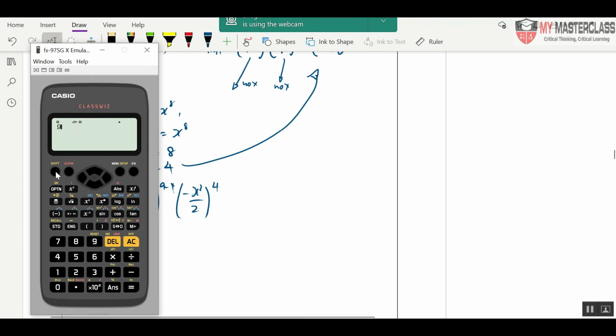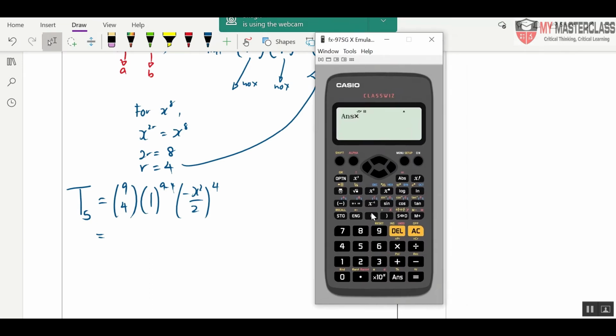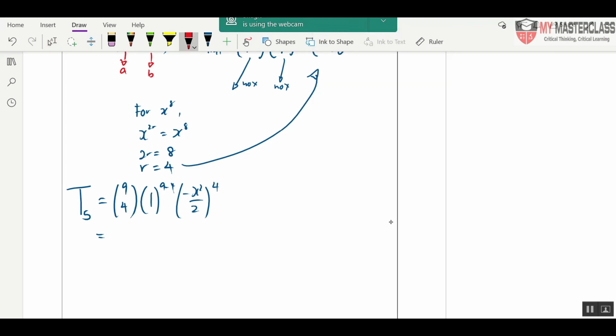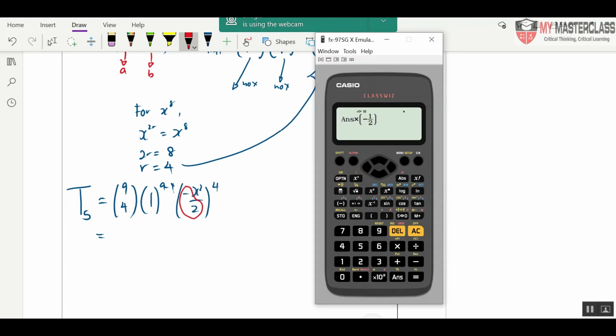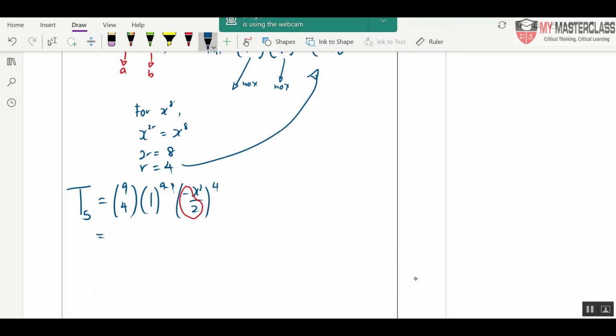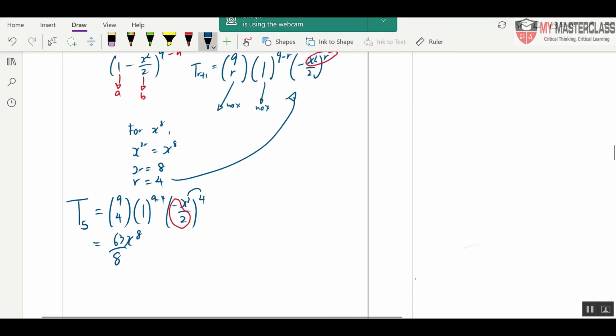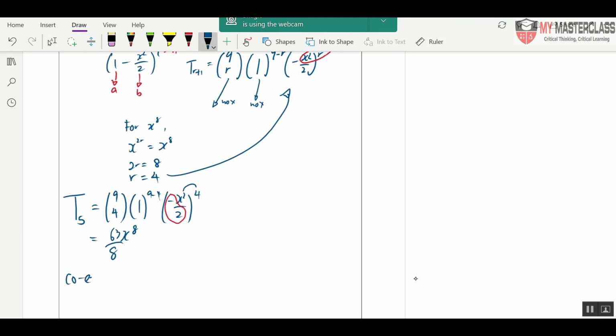Okay, 9 choose 4 equal to this. I have to multiply by negative 1 over 2. Okay, where does my negative 1 over 2 come from? It comes from here. You can see negative 1 over 2 to the power of 4. And there I have it, I have 63 over 8. And then x squared to the power 4, that will be x to the power of 8. Okay, so this is my coefficient of x to the power of 8. So right now, the coefficient of x to the power of 8 is equal to 63 over 8.